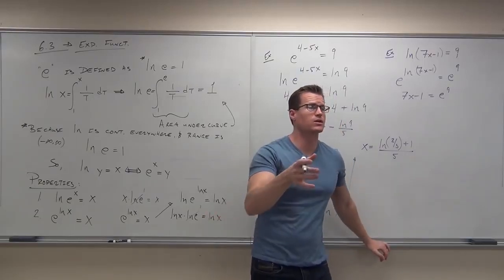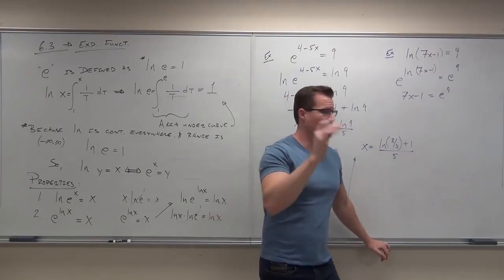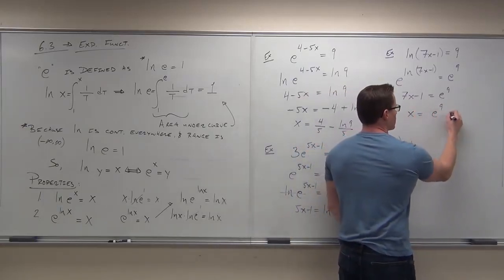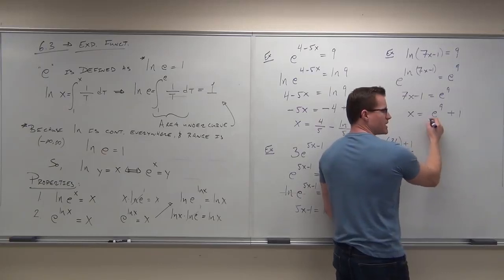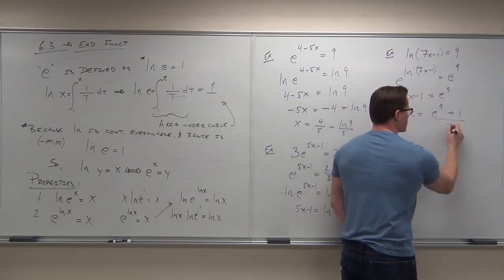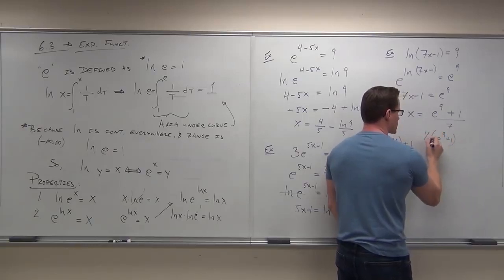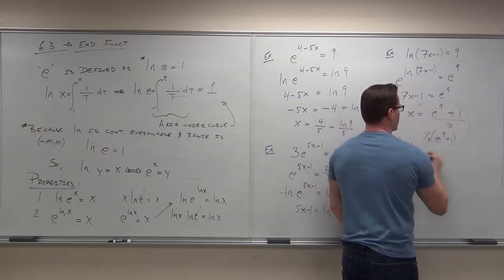Just solve for x. How are we going to solve for x? Perfect. So if I add 1, we get x equals e to the 9th plus 1. If I divide by 7, put the whole thing over 7, or you can write this as e to the 9th plus 1 times 1/7. Either way is appropriate, and I really don't care.